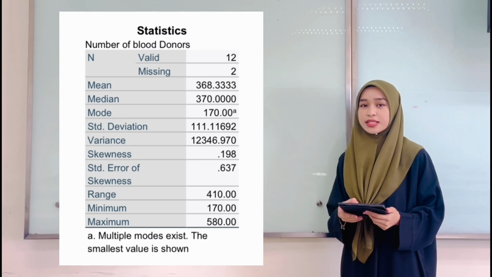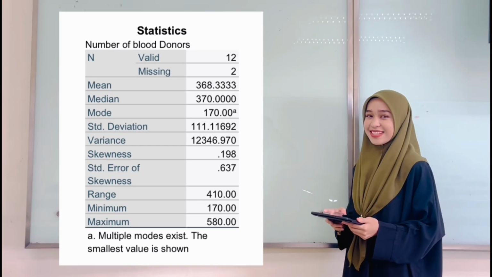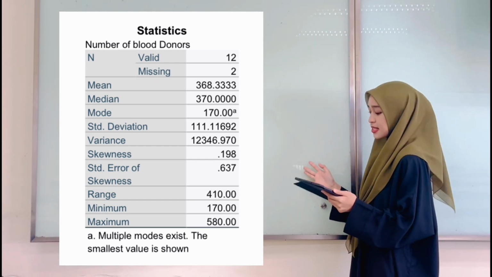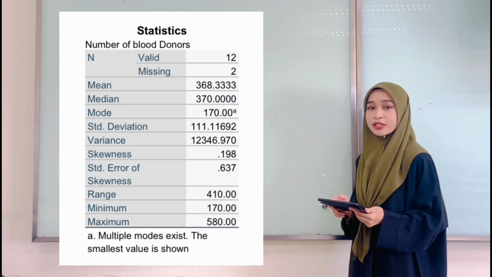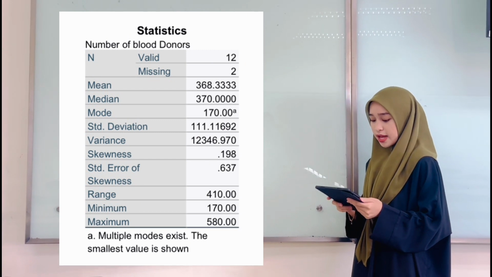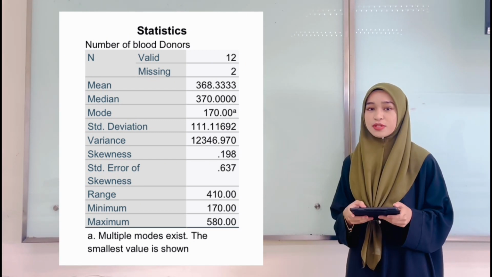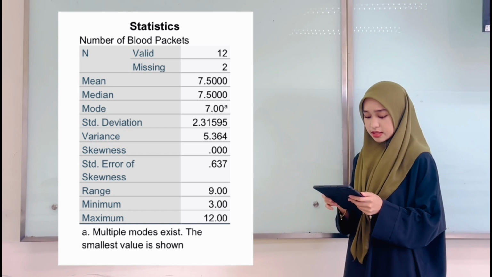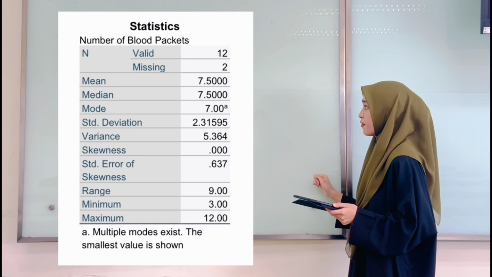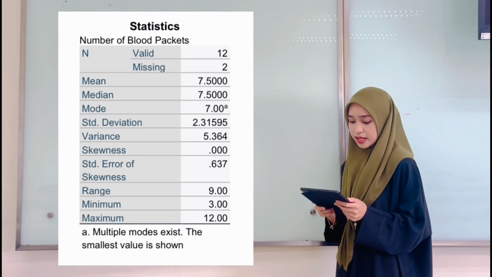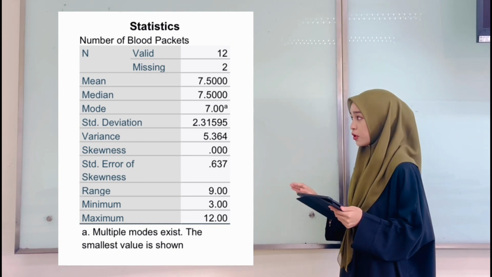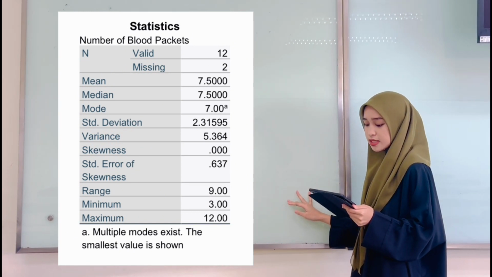For 3.2, it is descriptive statistics analysis. For number of blood donors, we can see the mean is 368.333, the median is 370.000, and the mode is 170.00. For number of blood packets, we can see the statistics: the mean is 7.500, the median is the same as the mean, 7.500, and the mode is 7.